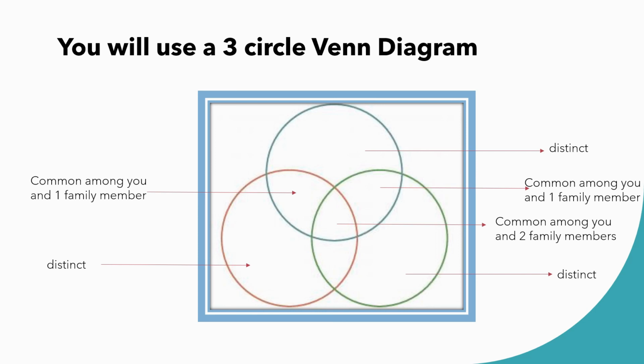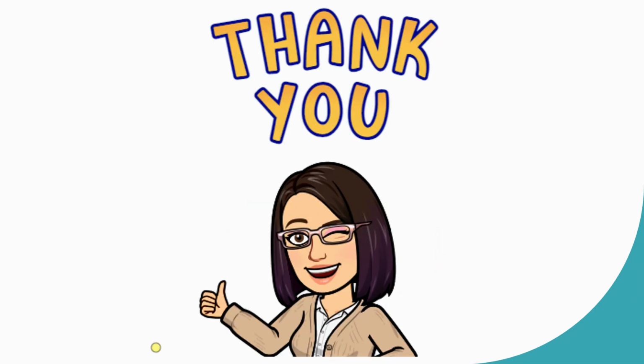The last one will be each distinct characteristic. So you have your distinct characteristics, your family member's distinct characteristics, and the last family member's distinct characteristics.